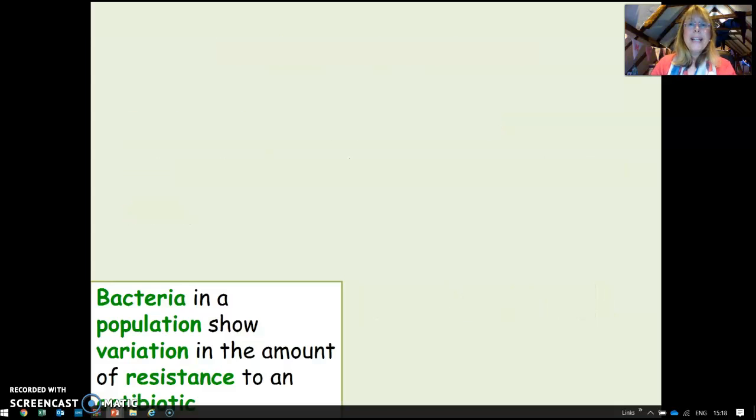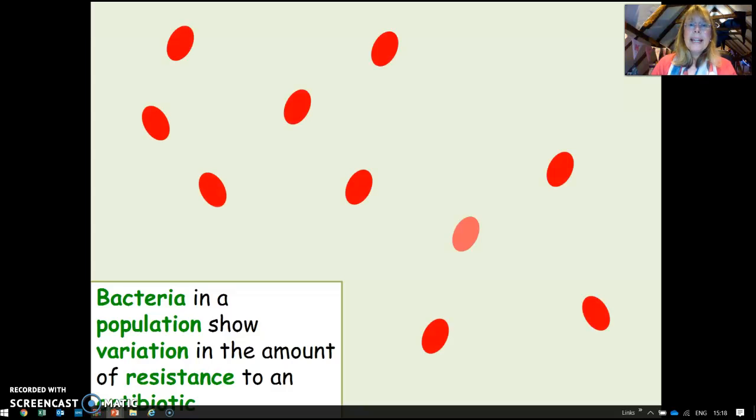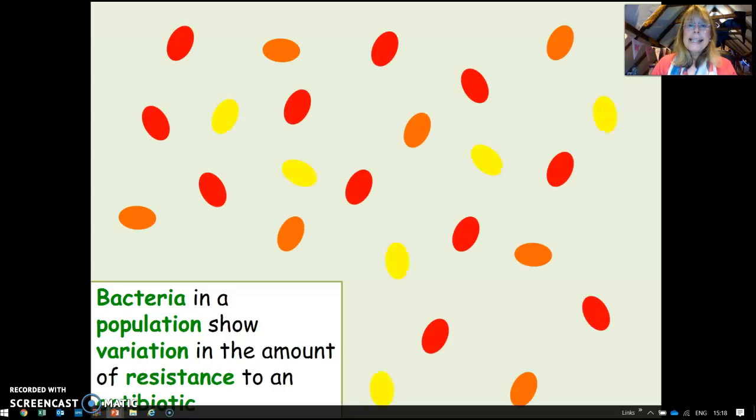Okay, now we know that in a population of bacteria, some bacteria are going to be varied. So just like all of you, if you got into the swimming pool, some of you are going to be much faster than others. Some of you are going to go, I don't feel like swimming. Some of you are going to go, the water's too cold. All of you are going to react differently to the situation. And the same thing happens with bacteria. There is variation in the population.